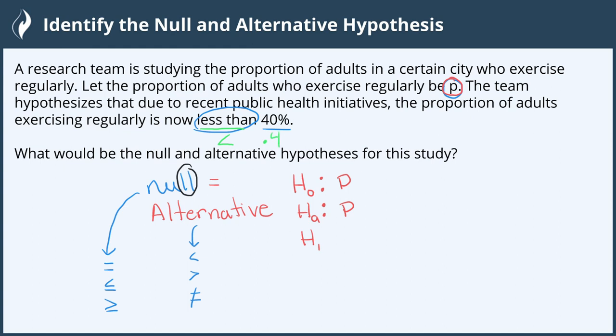As we read this, we can see that it says is now less than 40%. That means that originally it was 40%. So the null hypothesis is the original claim that it equals 40%. The alternative is that it is now less than 40%, and we'll use a lesser than sign. And again, we're using the decimal of 0.4. We've now identified the null and alternative hypotheses for this study, and we're all done.